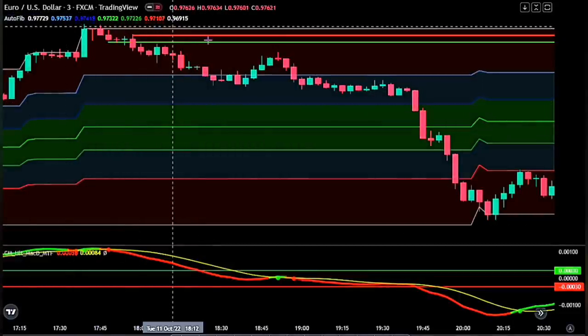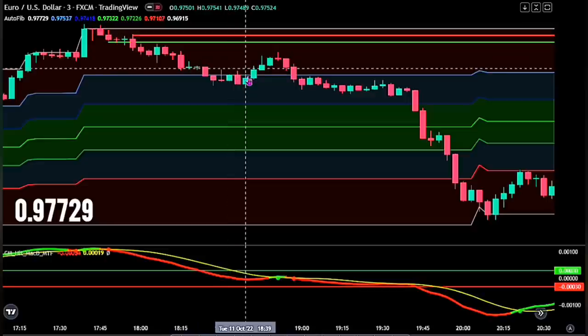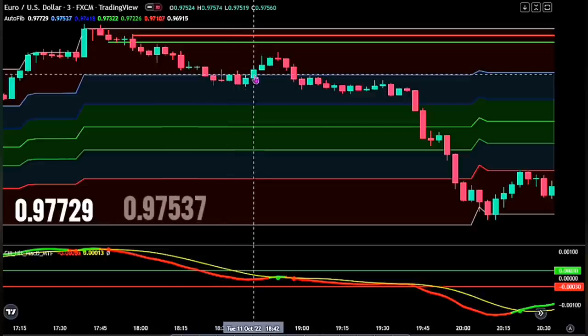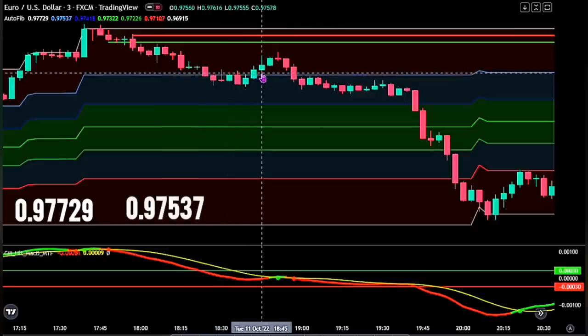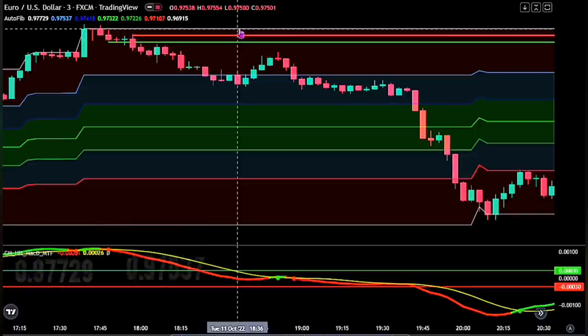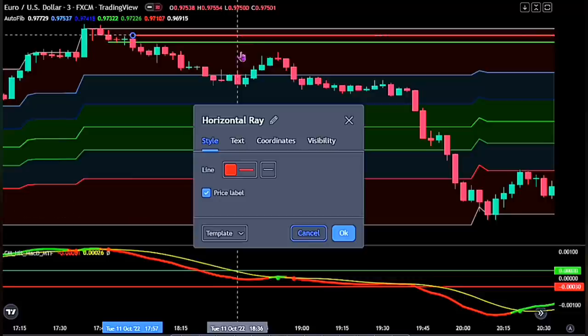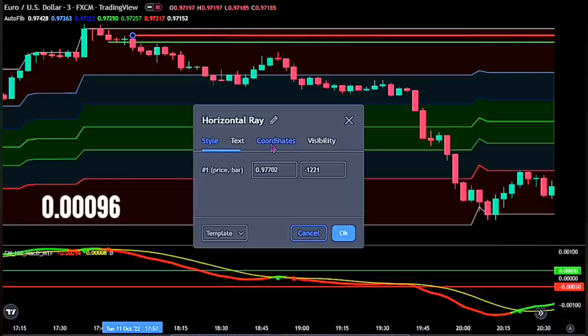At this point, the top level is at 0.97729 and the blue level is at 0.97537. If we subtract both values, we would be left with 0.00192. If we divide such figure by 2, we would have 0.00096. Now we would subtract the values from the top fib level, and we are left with 0.97633.